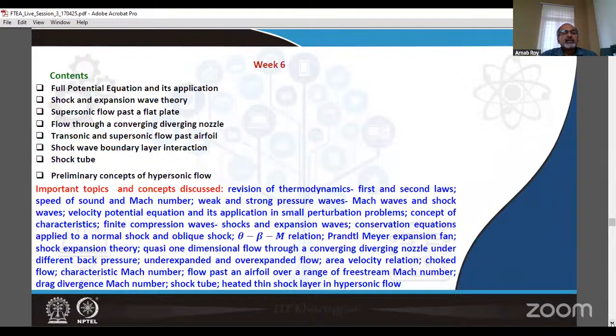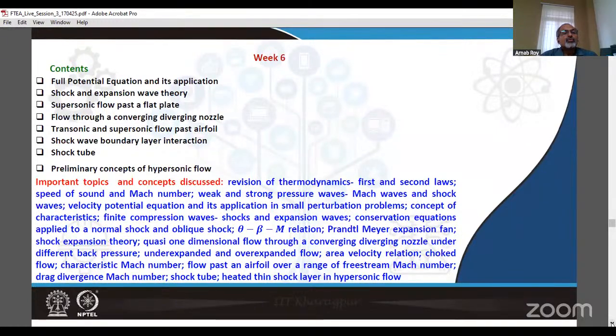Then in week 6, we moved on to the full potential equation. Basically, we were moving into compressible flows, and we started with the full potential equation and its application. Then we further discussed shock, expansion wave theory, supersonic flow past a flat plate, flow through a CD nozzle, transonic and supersonic flow past an airfoil, shock boundary layer interaction, shock tubes, and preliminary concepts of hypersonic flow.